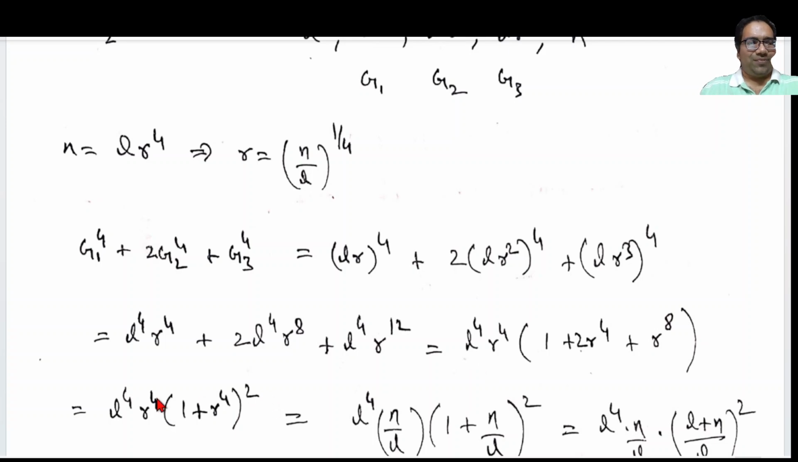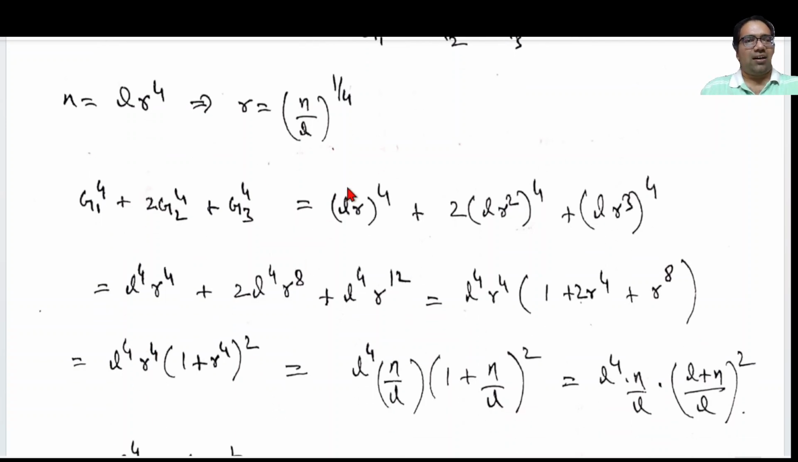So far very good, very simple. What is R? R is (N by L) whole power 1 by 4. Let us substitute this. Then R power 4 becomes N by L. Then L power 4 times N by L, and R power 4 is again N by L, so 1 plus N by L whole square. This becomes ((L plus N) by L) whole square into L power 4 into N by L.